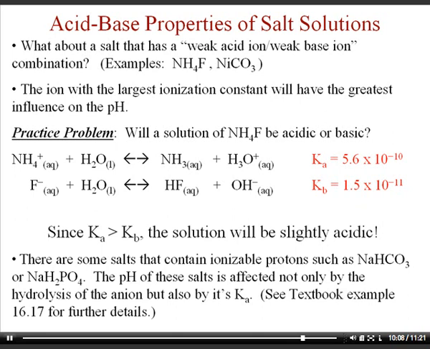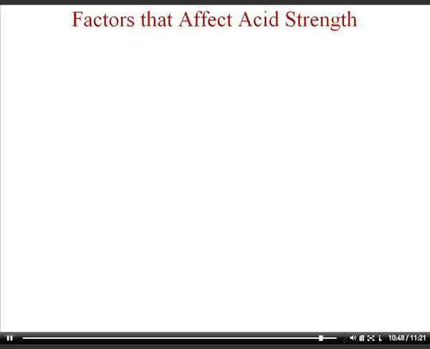Now, there are some salts which contain ionizable protons, such as sodium hydrogen carbonate, which is baking soda, or sodium biphosphate, I believe is the name of that compound. The pH of these salts is not only affected by hydrolysis, it's also affected by the Ka value, so how much it tends to lose the H's. There are more complicated examples of this in the textbook, but we just need to worry about the salt combination to see what the strength of the ions are in the water, or whether they can undergo hydrolysis, to determine if a solution is going to be acidic or basic.